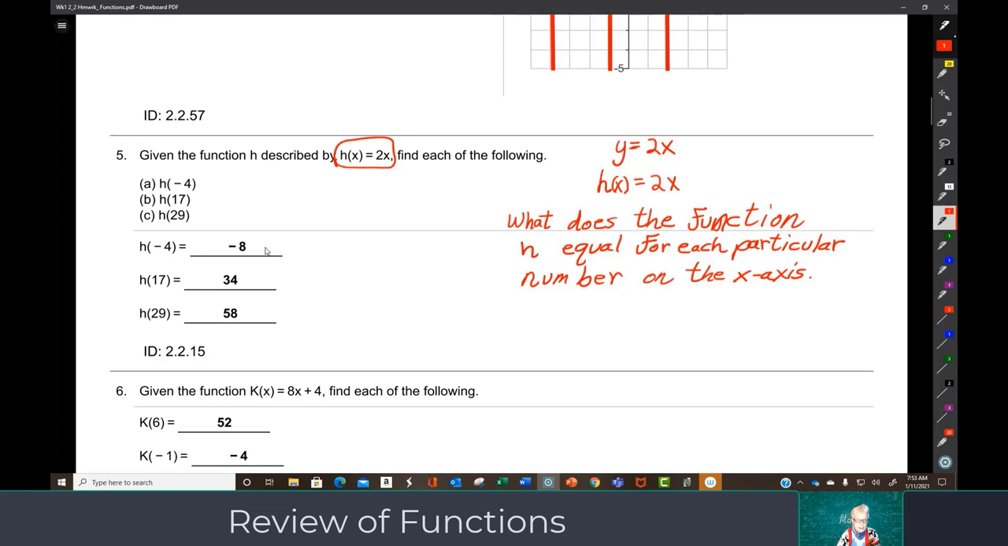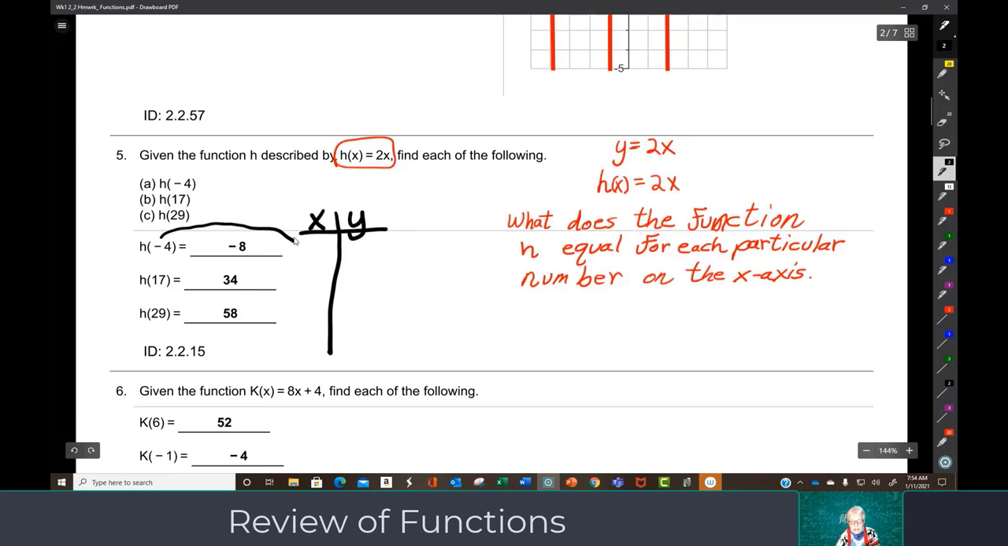But first, let me go over here. If you were back in beginning algebra, then what you would do is you would write this. You would make an X and a Y chart. Remember those? An X and a Y chart. I can't draw a straight line if my life depends on it. Notice that this number, -4, is in the parentheses. That means it's the x coordinate. 17 is the x-coordinate. 29 is the x-coordinate.